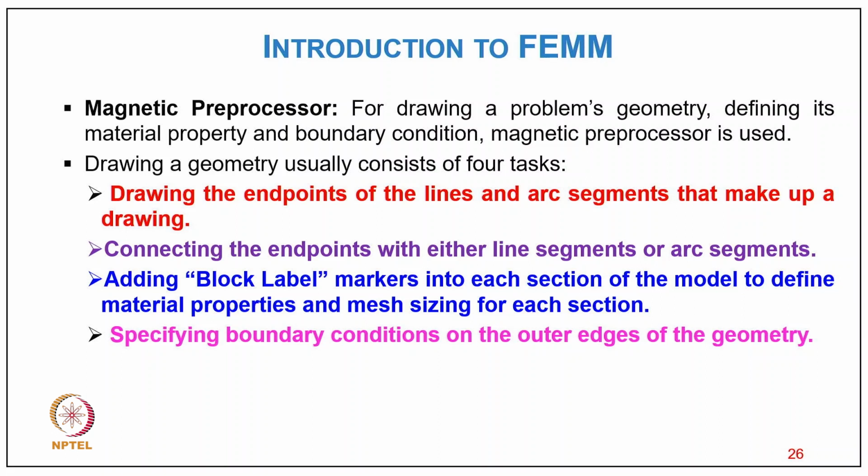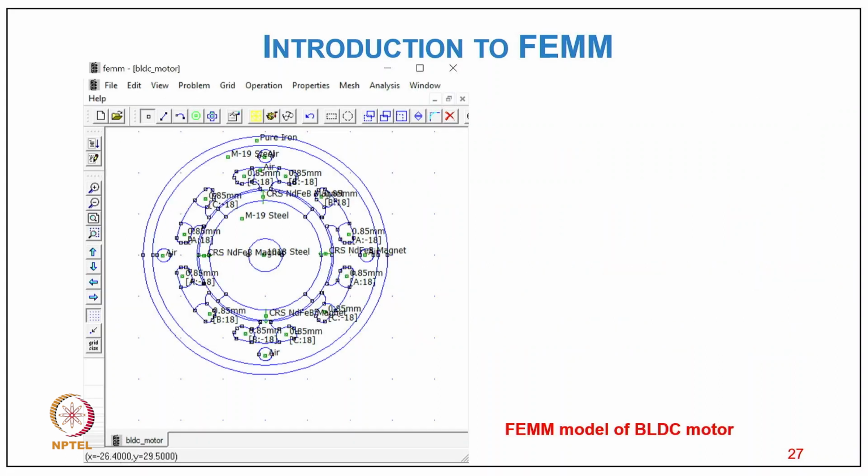Now coming to the magnetic preprocessor, used for drawing a problem geometry and defining its material properties and boundary conditions. Drawing a geometry usually consists of four tasks: drawing the endpoints of the lines and arc segments that make up the geometry, connecting the endpoints with either line segments or arc segments, adding block labels into each section of the model to define material property and the mesh sizing of each section, and specifying the boundary condition on the outer edge of the geometry. So typically you can see how this FEMM model of the BLDC motor looks, in this figure.